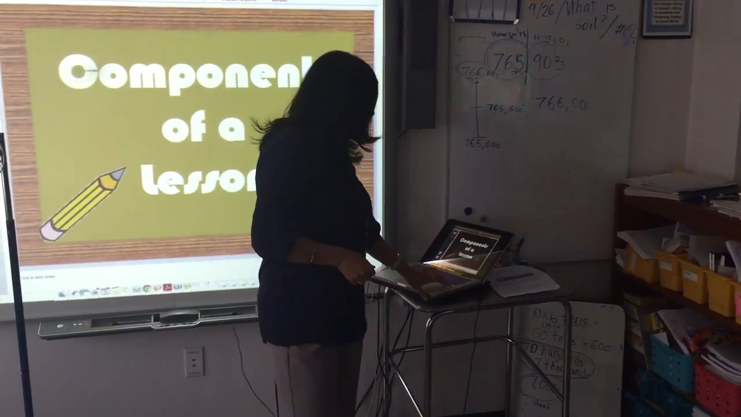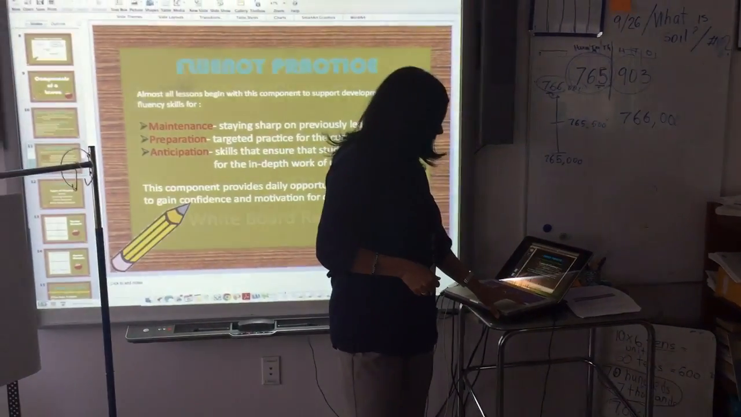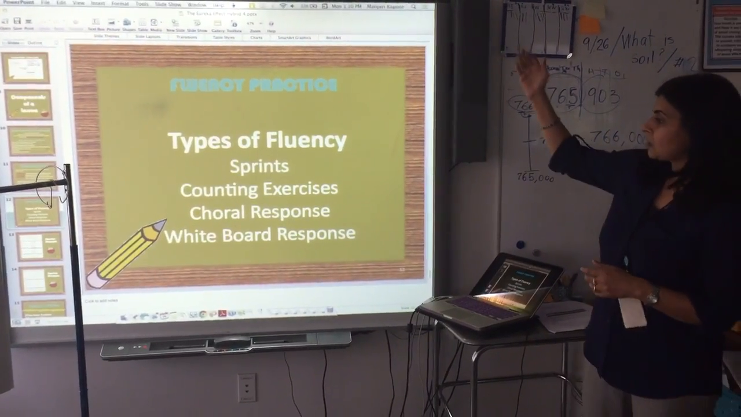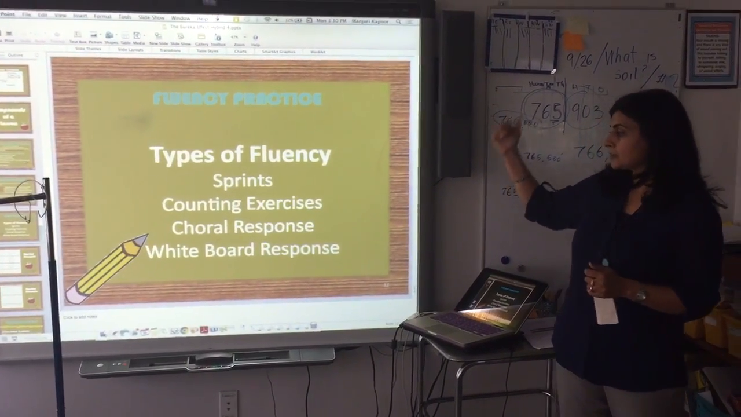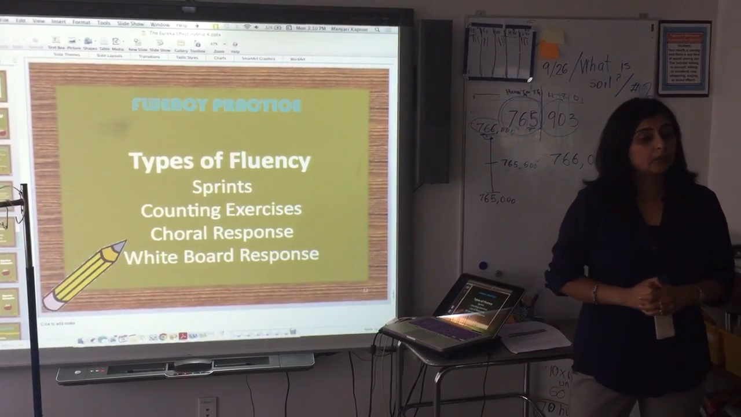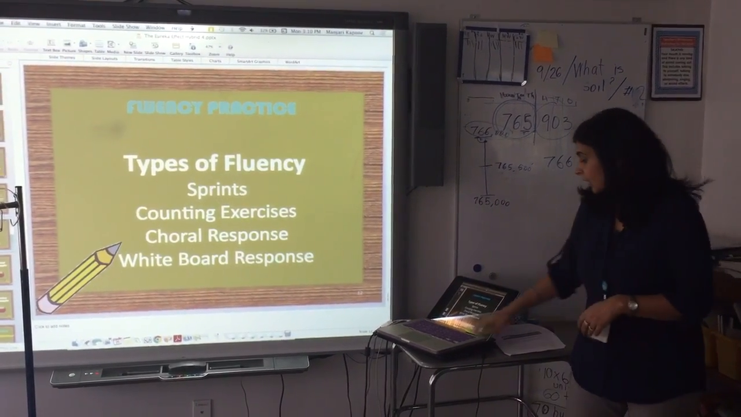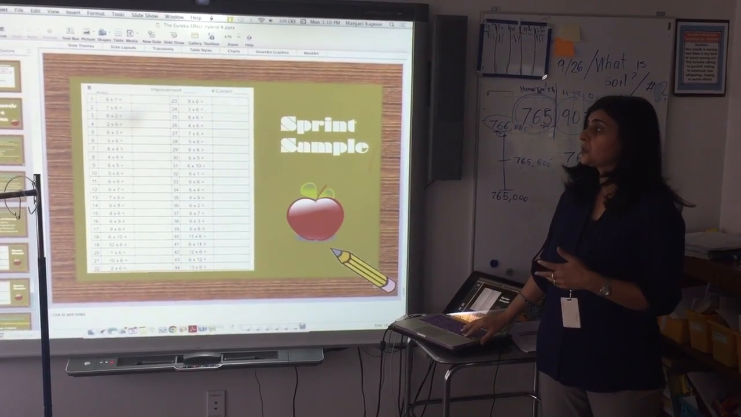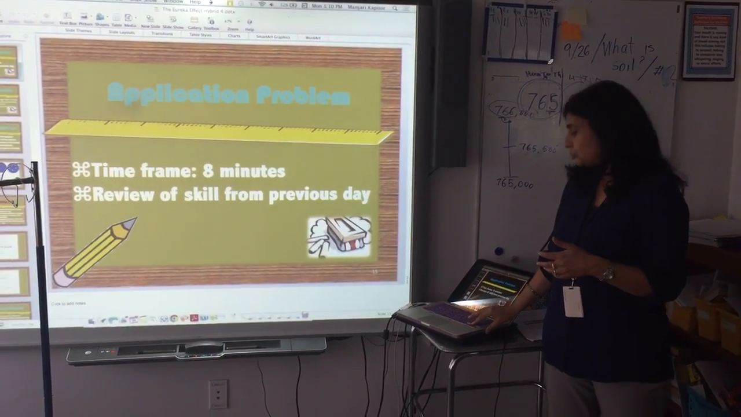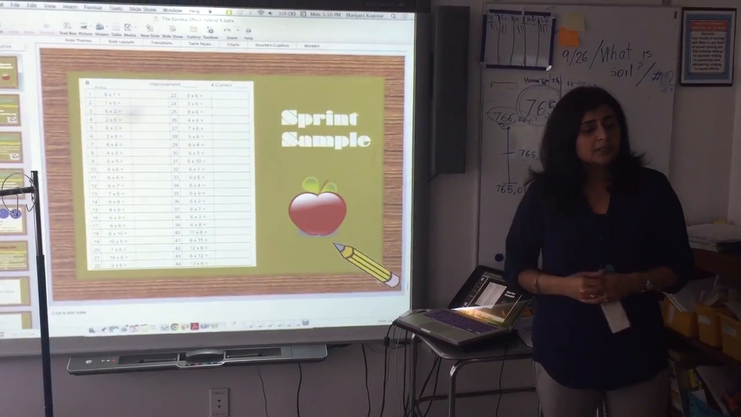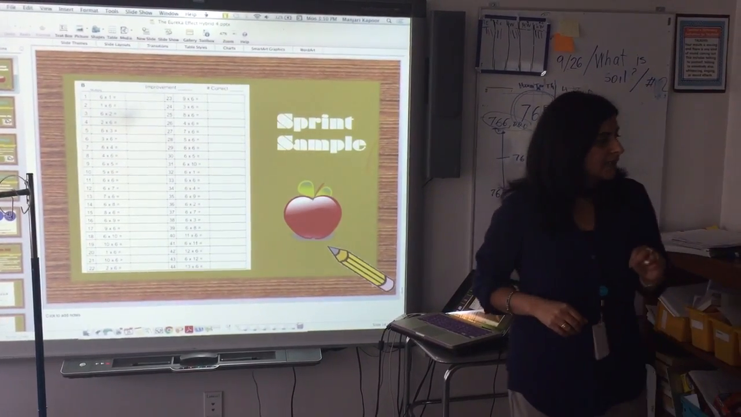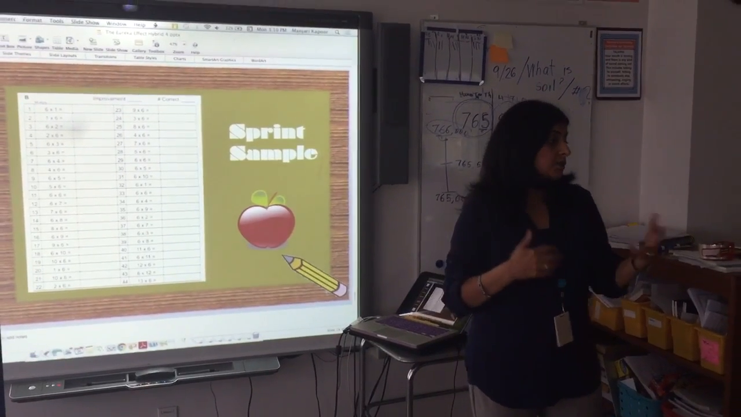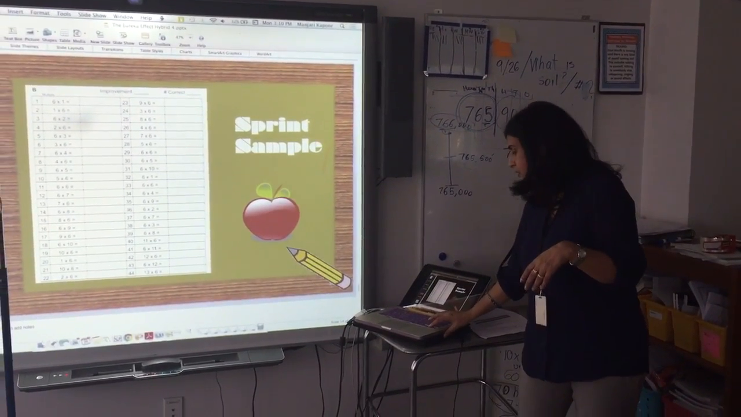There are 4 different kinds of fluency that are introduced in Eureka Math. They are sprints, counting exercises, choral response, and whiteboard responses. Moving forward, here are the examples of sprints. They are usually A and B sprints, and students do both on the same day so that they see an improvement as to how they performed.